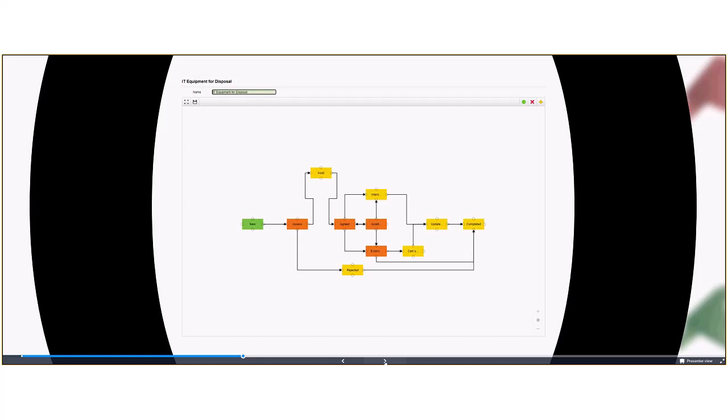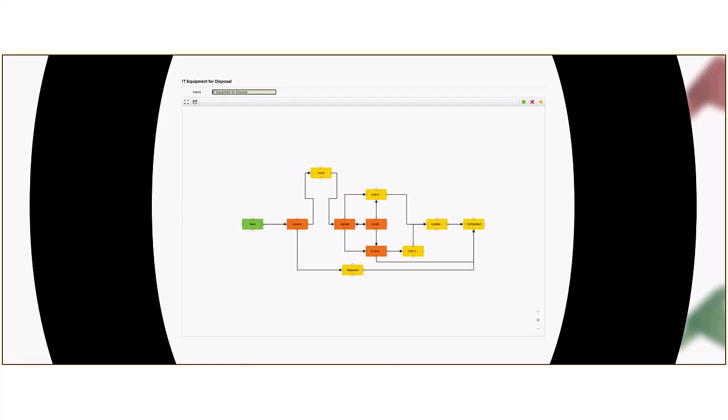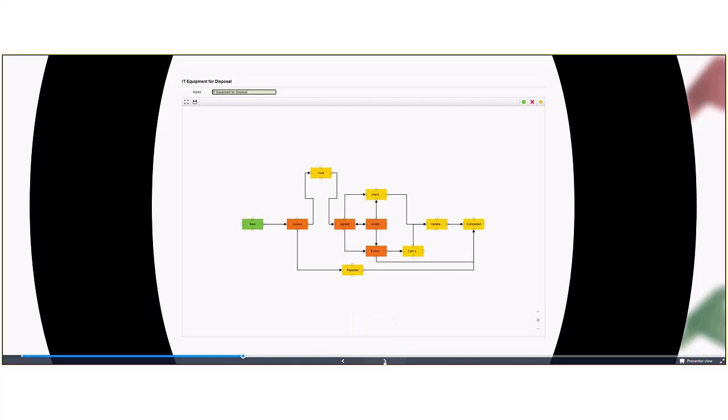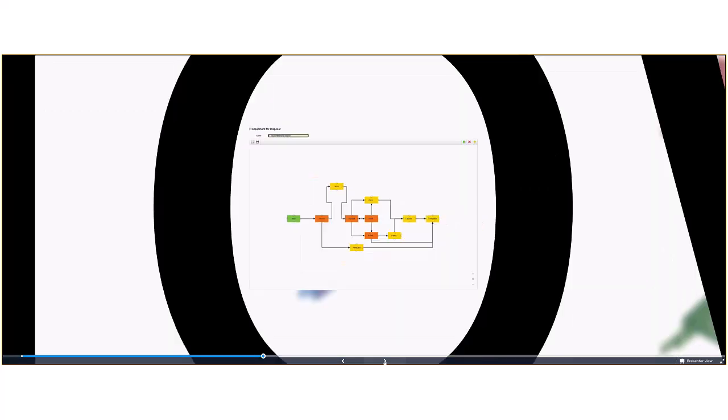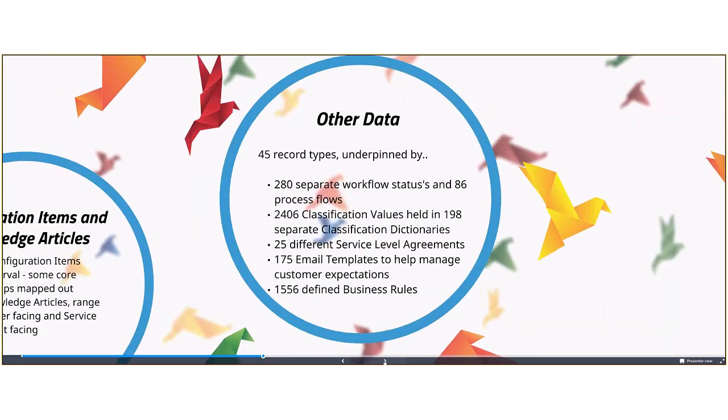This is the flow for our IT equipment for disposal. Again, we've got 86 separate processes defined within the tool, each with a bespoke set of statuses and flow to it. Also, underpinning those 45 record types, there are 2,406 classification values held within 198 different classification dictionaries.